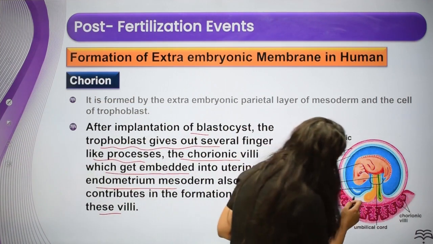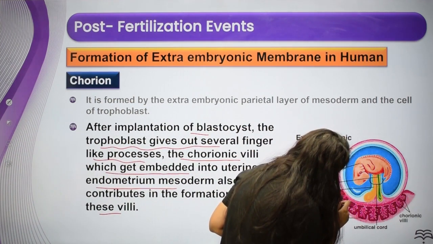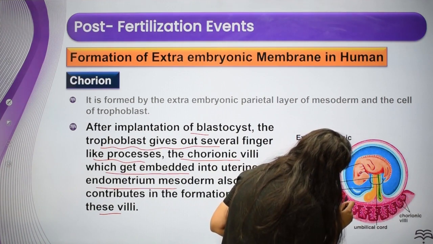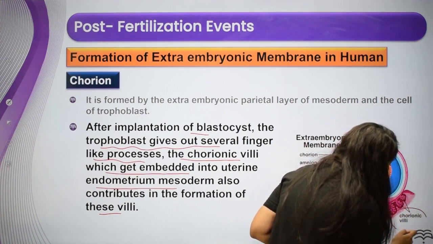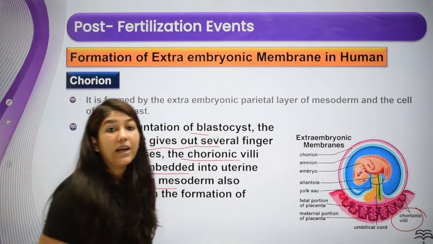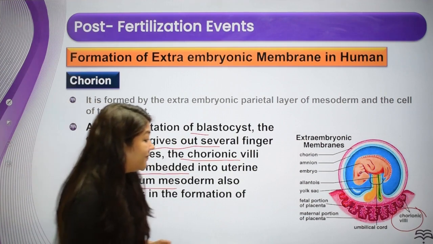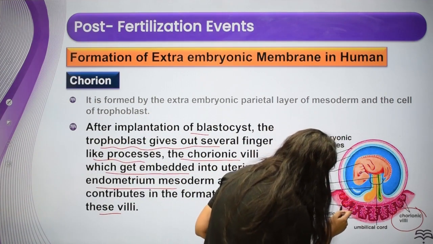ठीक है, अब इस diagram में देखो यहाँ पे very clearly we can see these finger-like projections. And what are these finger-like projections? This is the chorionic villi. Alright, this is the chorionic villi, and again see कहाँ पे है ये?